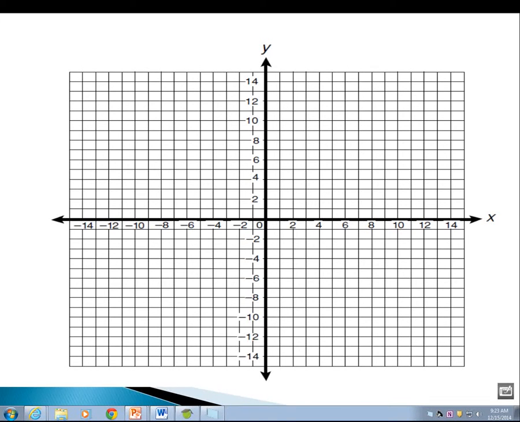Or if we wanted to do 8, let's do 8 and negative 6. I would go 1, 2, 3, 4, 5, 6, 7, 8. From this point here, I'm going to go 1, 2, 3, 4, 5, 6 to get down to negative 6. Cool?